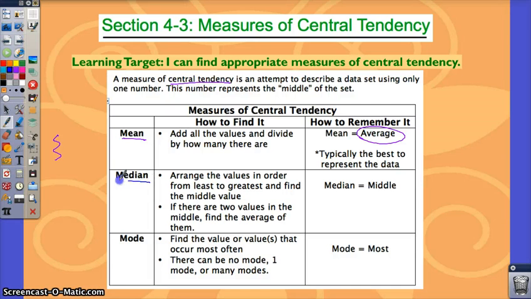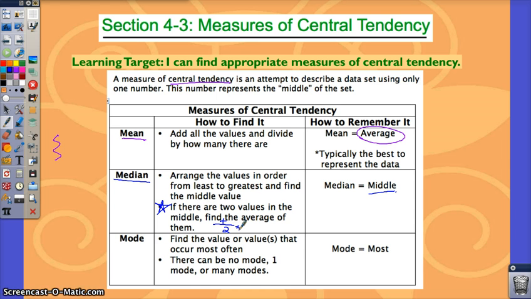The median then is the middle term. So what you need to do is put your data values in order. It doesn't matter if they're least to greatest or greatest to least, but I always do lowest to highest, and then find the middle value. Remember, if there are two middle values, you actually have to find the average of those two, which means you add the two together and divide by 2 to figure out what the middle of those two middle terms is.